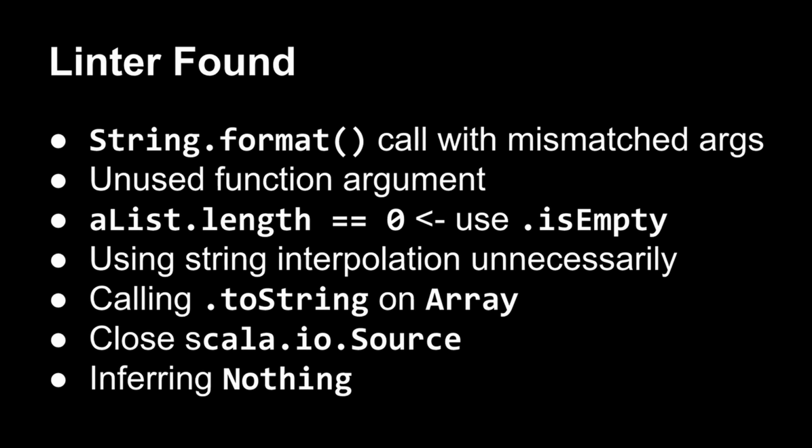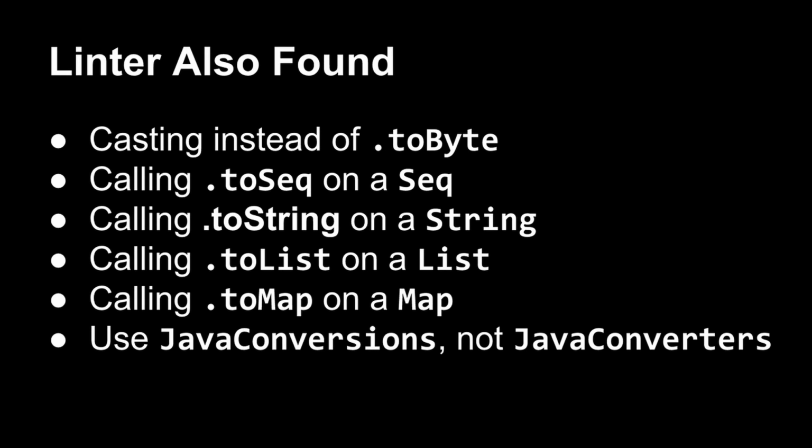It found a lot of different things, like calling toString on an array that we talked about before, forgetting to close Scala sources, the aforementioned unnecessary linear operation on list, and a bunch of different places. When I first started Scala, I tended to do dumb things like call toSeq on a Seq where I didn't need to. That kind of thing. So it found a lot of good things.